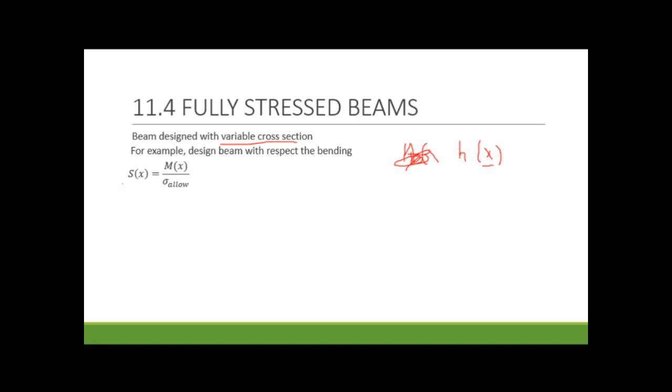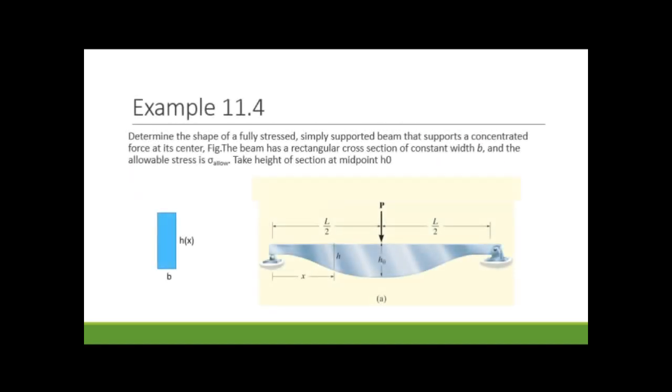For example, if we find Sx, you remember that S is the section modulus. We already know Mx, and we already know sigma allowable. So we find Sx with respect to Mx. You can see M is not the maximum; we take each location, every location, put in the Mx, and generate the section modulus formulation with respect to x.